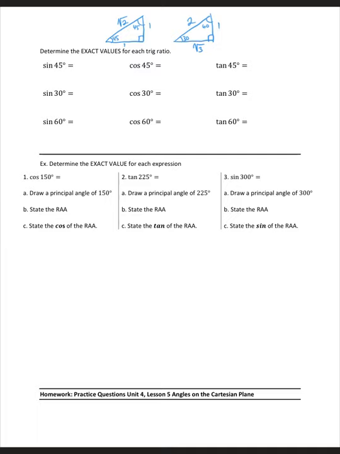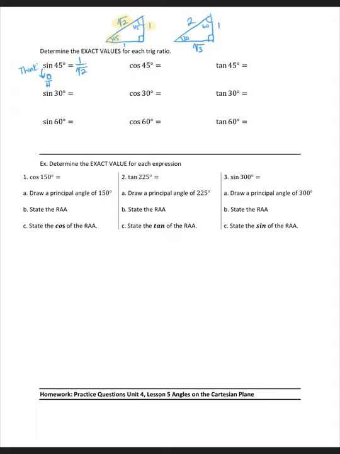So I'm going to just work through the sine ones, and I'm going to pause and get you guys to do the rest. So remember that sine, so think that our sine ratio is our opposite side over our hypotenuse. So that's what we're looking for when we go to determine these ratios. So the sine of 45, if I'm looking at the sine of 45, I want to look at my opposite side over my hypotenuse. That's going to be my sine ratio.